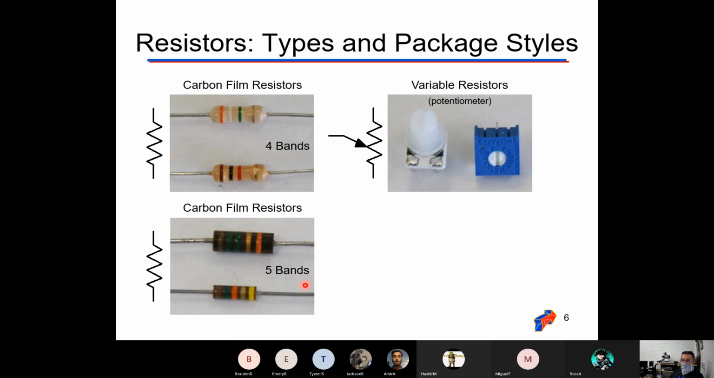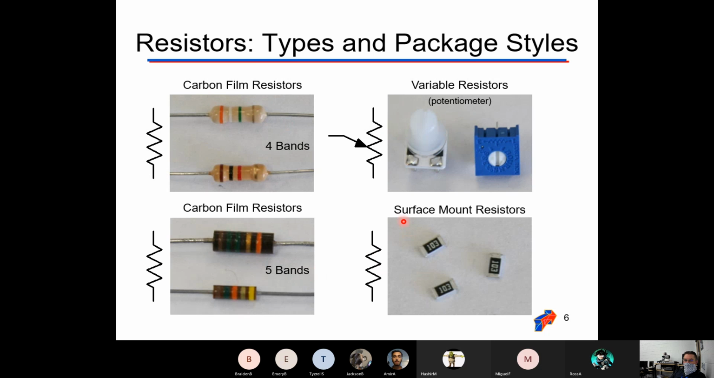Here's another carbon film resistor. These are a 5-band carbon film. These are a 4-band carbon film. The ones in your kit look like they might be 5-band, but they're definitely different in how they are designated. And the ones we use here in class are going to be a 4-band all the time. And then you have something called a surface mount resistor that gets soldered to a board and sits on the top. Those are 4 different types of resistors. These are the ones we use 90% of the time.